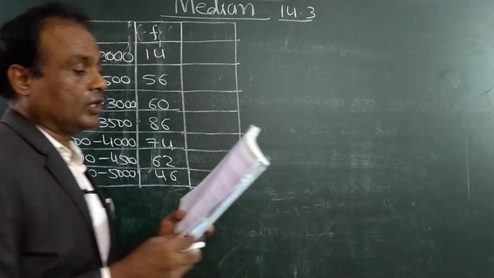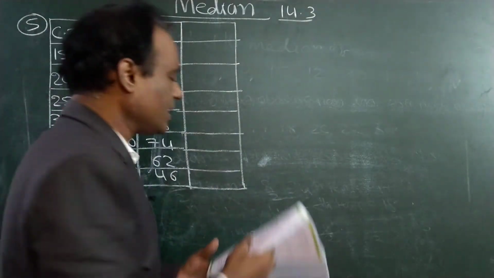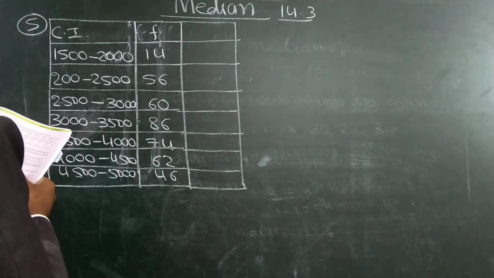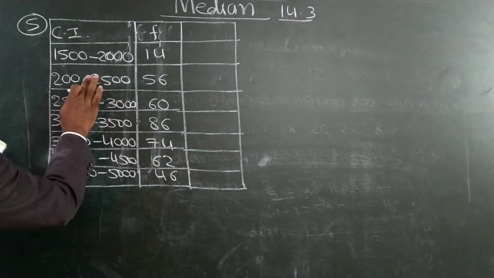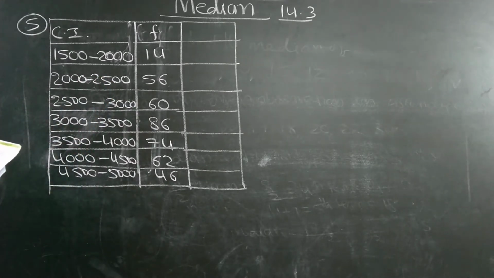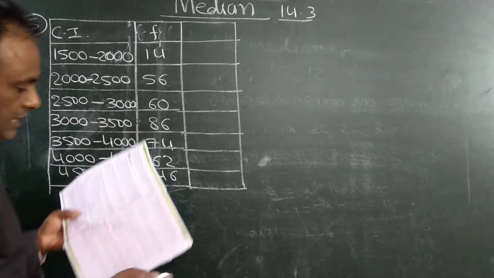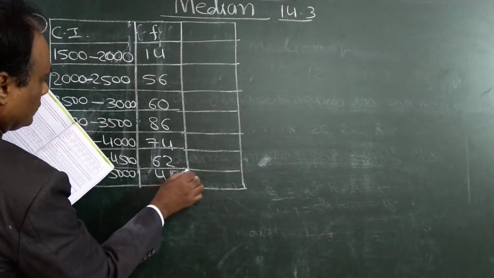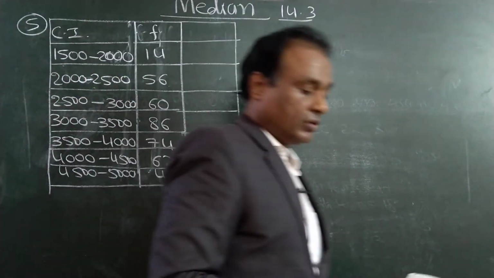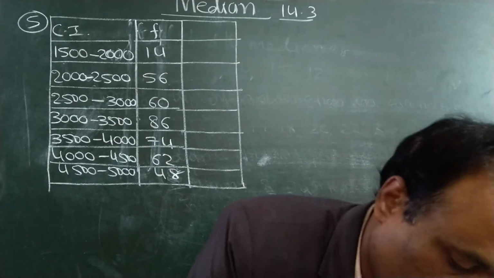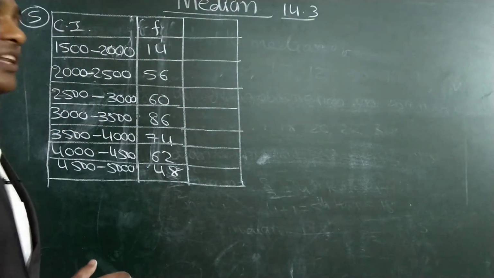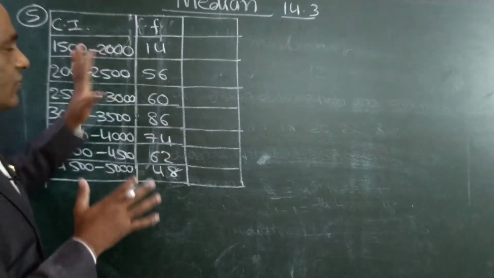400 neon lamps. So find the median of this data. The class intervals are 1500 to 2000, 2000 to 2500, 2500 to 3000, 3000 to 3500, 3500 to 4000, 4000 to 4500, 4500 to 5000, with frequencies 14, 56, 60, 86, 74, 62, 48. Students, this is a table you copied from the textbook, fifth question of our exercise 14.3. First step I will explain.